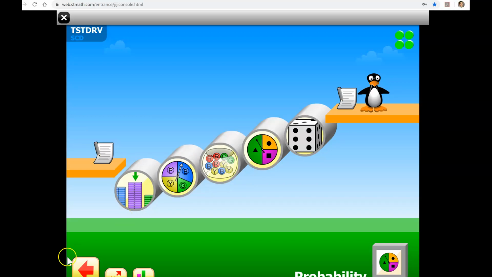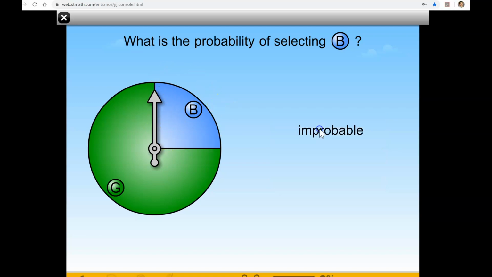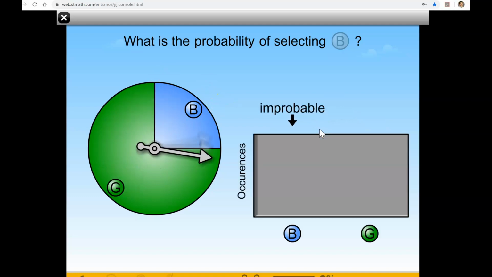So let's take a look at one of these levels. In this first bubble, it's just about the probability of selecting B. Remember yesterday, we had likely and unlikely and improbable and probable. Something that is probably not going to happen, B, because it's a smaller piece of the pie, is improbable. So improbable matches up with unlikely, and probable matches up with likely.